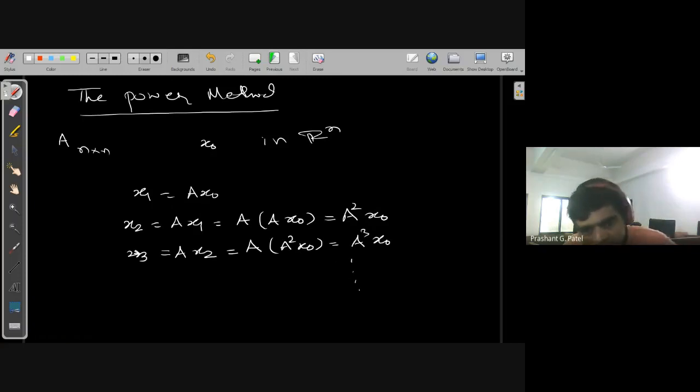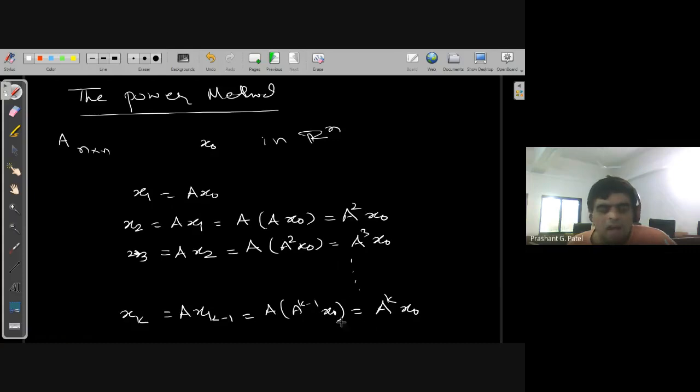And if we go in this manner, at some stage, let's say the kth stage, you will have xk is A into x(k minus 1). So it is A into A power k minus 1 x0, and that gives me A power k x0. And for a large power of k, by the property of scaling the sequences, we will get a good approximation of the dominant eigenvector of A. And this procedure we'll discuss in the next example, where we're taking the same example as the previous one.